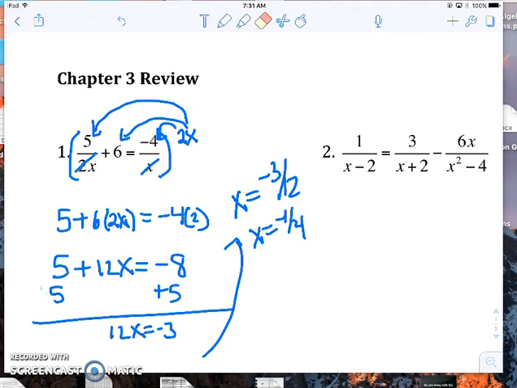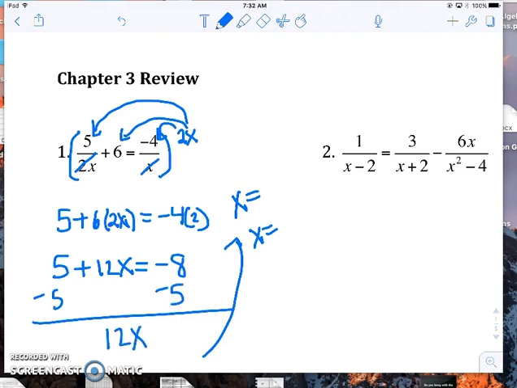Go back to this step. I want to add 5 to each side. Thought something was looking weird. Minus 5, minus 5. So we have 12x equals negative 13. So x is negative 13/12.